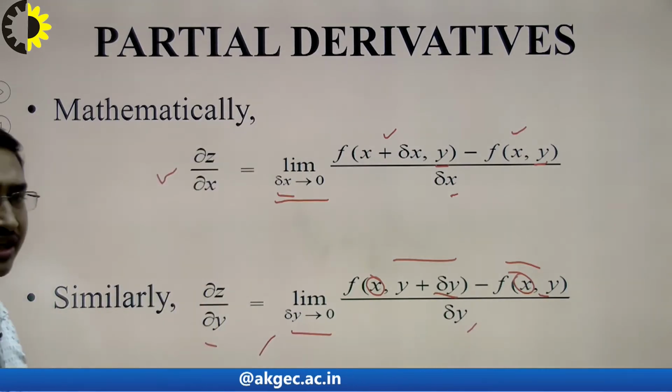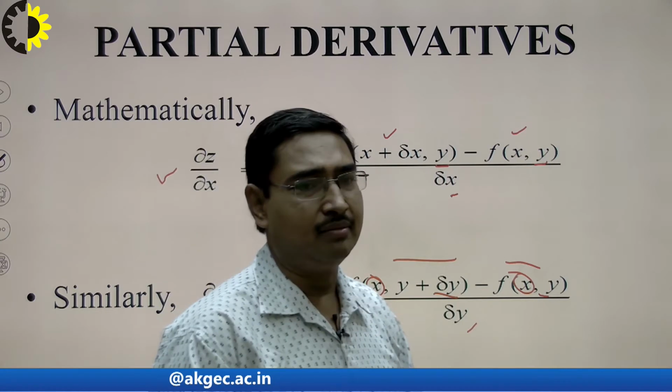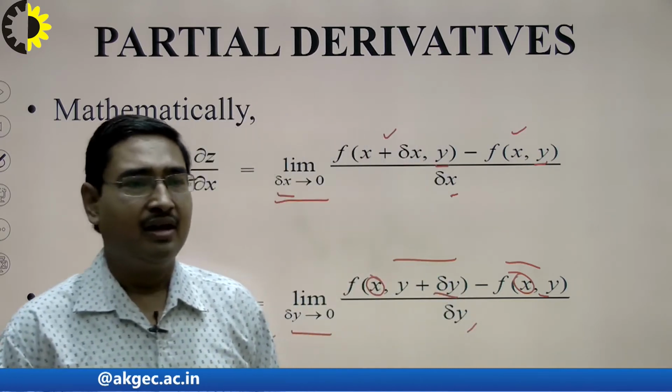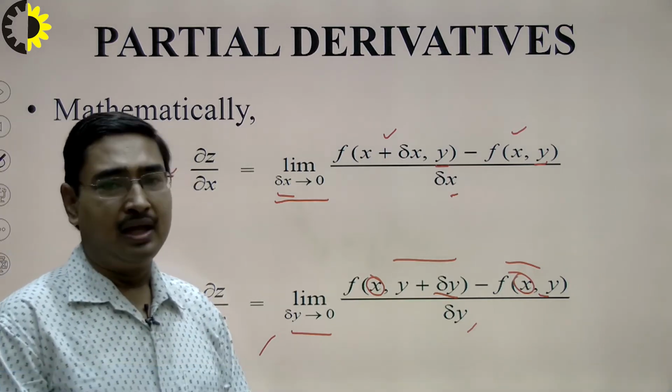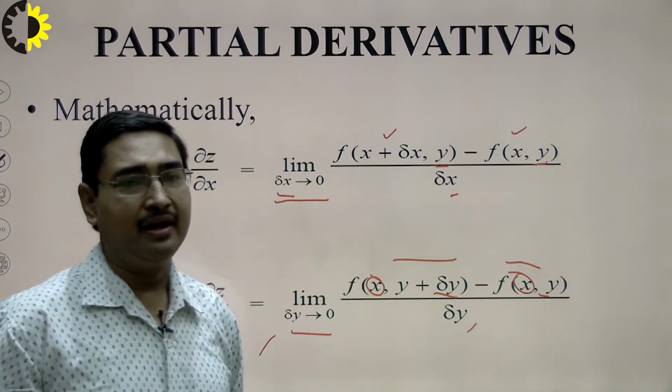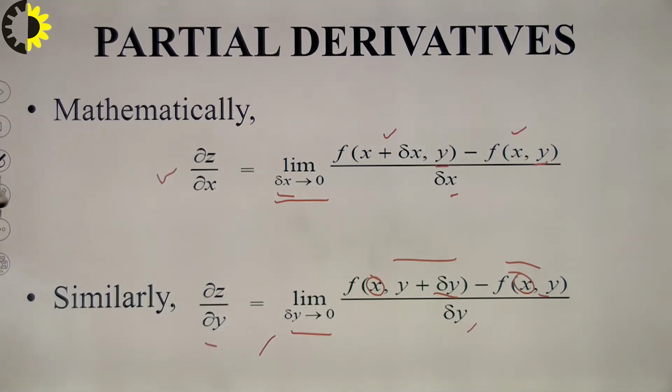If z is a function of more than two variables, then in a similar manner we can calculate partial derivatives when we differentiate with respect to a variable. All the remaining variables will be treated as constant during partial differentiation.